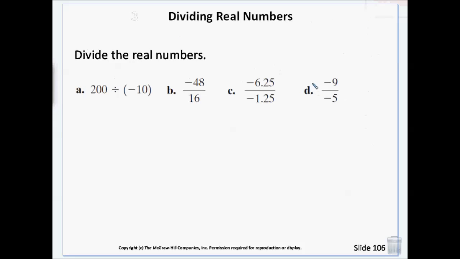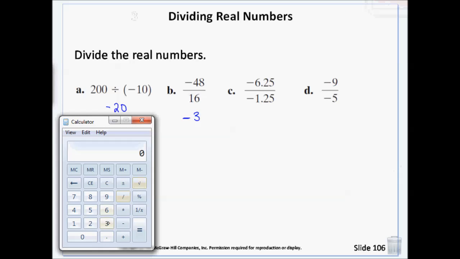Dividing follows the exact same rules as multiplying. So if I have a positive divided by negative, my signs don't match, so my answer is negative. So 200 divided by 10 is negative 20. Negative divided by a positive, so 48 divided by 16, I'm going to get a negative 3. Negative divided by negative is a positive, and I want to say 5.